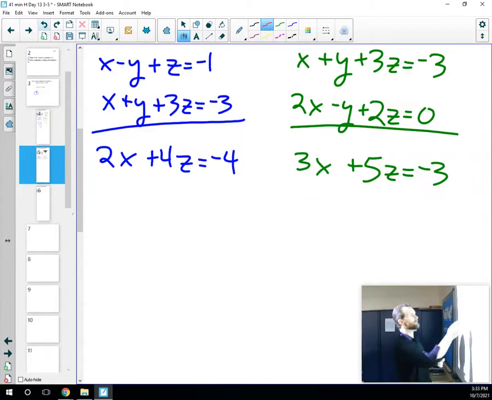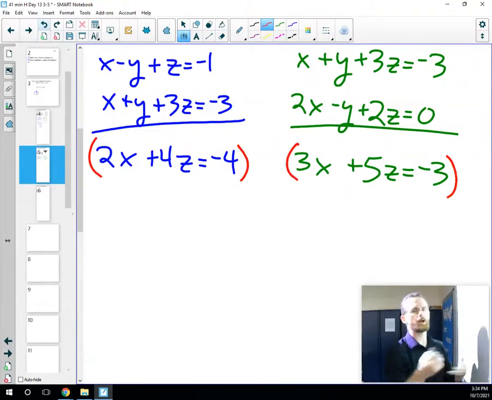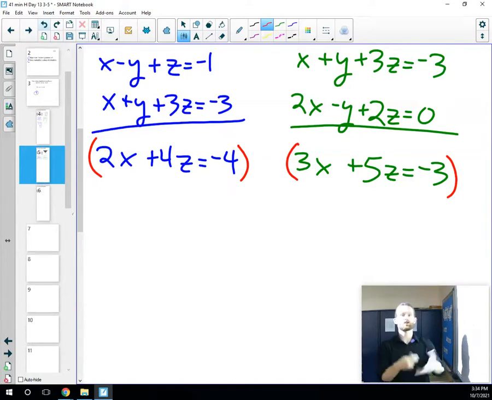If you wanted to eliminate the z's, then the least common multiple between 4 and 5 would be 20. So you could multiply to get one to be a positive 20 and one a negative 20, but I think that's going to make the numbers a little bigger to deal with. So let's just try and eliminate the x's. I'm just talking about that to show you that you have options. You have different choices that will all get you to the same correct answer, as long as you do your math correctly.